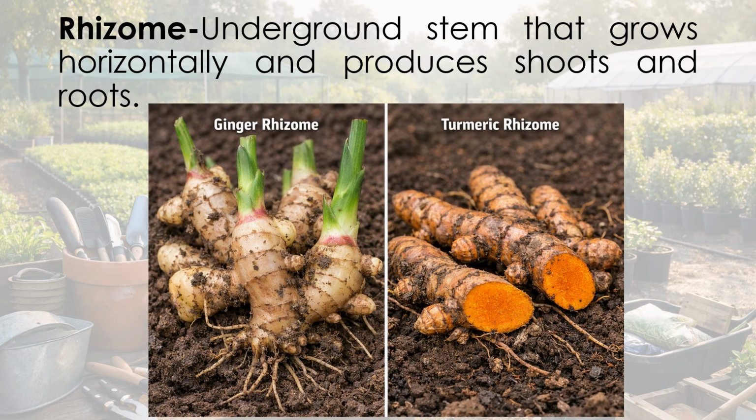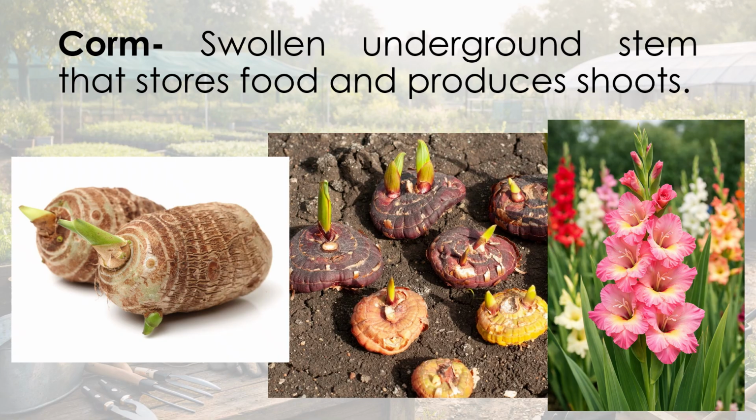Rhizome, an underground stem that grows horizontally and produces shoots and roots. Example, ginger and turmeric are propagated through rhizomes. Corm, a swollen underground stem that stores food and produces shoots. Example, taro and gladiolus are propagated by corms.